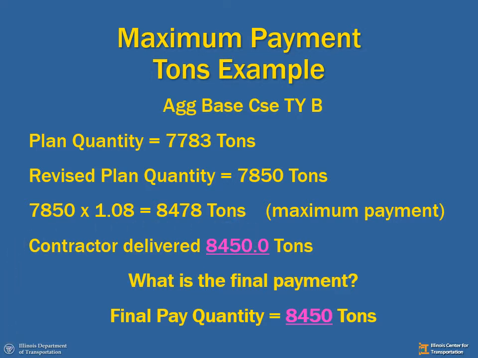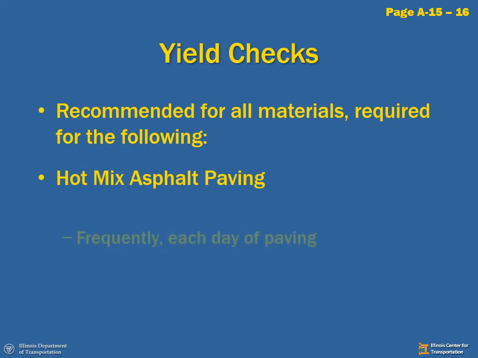Another key factor in maximum payment is this evaluation is only performed at the end of the pay item. When we are completely done placing this aggregate base course type B, I would evaluate this max pay, and my final pay estimate amount would be based off of my max pay determination. Do not assess max pay on a daily basis. That's not the intention, and we want everybody to do it in a standard fashion to evaluate at the end of your pay item. Our next topic is yield checks.